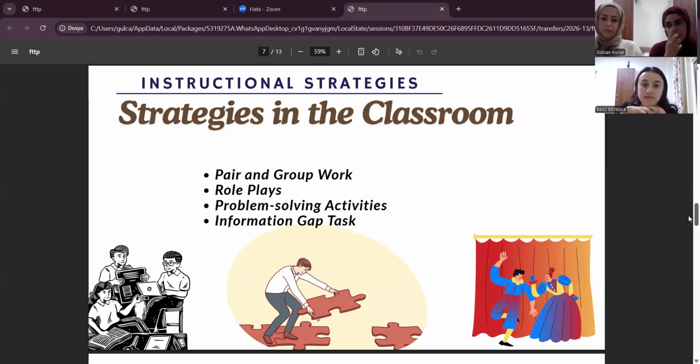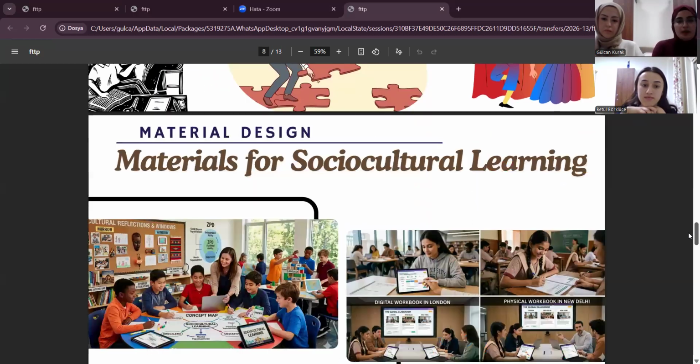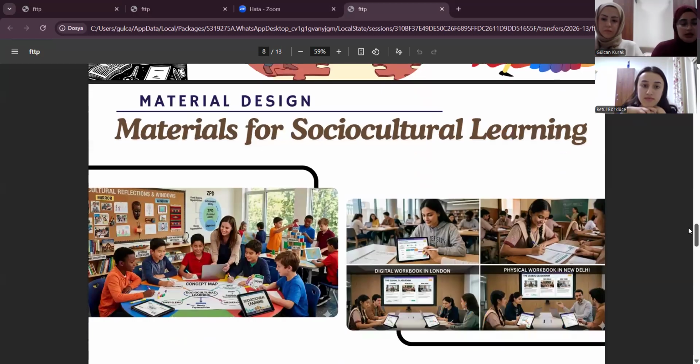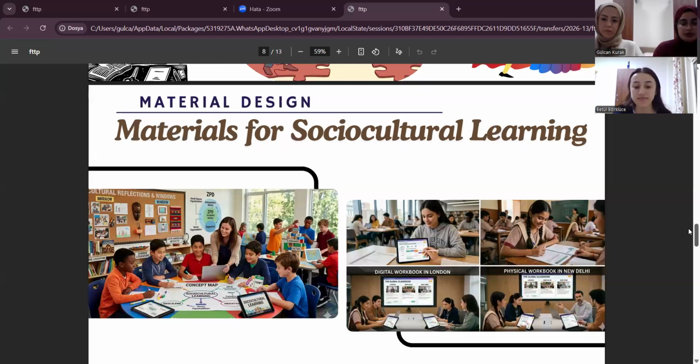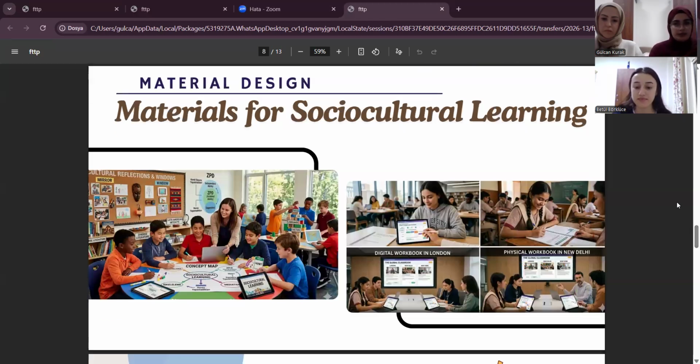Now we will look at the material design. Material design is very important in learning. Material design should always be aligned with the chosen theory and approach. In a classroom based on sociocultural theory, materials should provide a real life context, be interactive, promote collaboration, and such materials transfer language from a subject to be studied into a tool for communication.